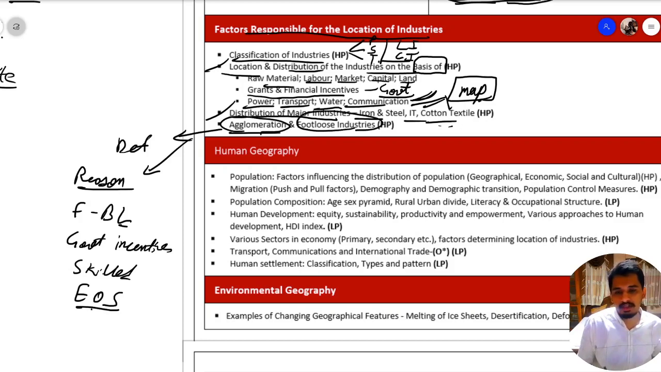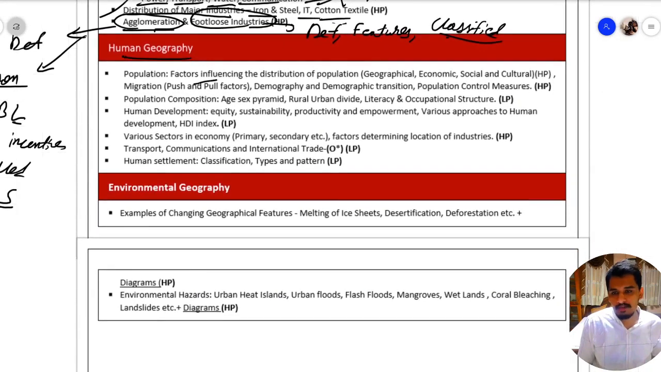Then in footloose industries, you should know the definition of footloose industries, what are their features, and which industries are classified as footloose industries. Then in human geography, we have population. What are the factors that influence the distribution of population? Geographical, economical, social, cultural, etc.